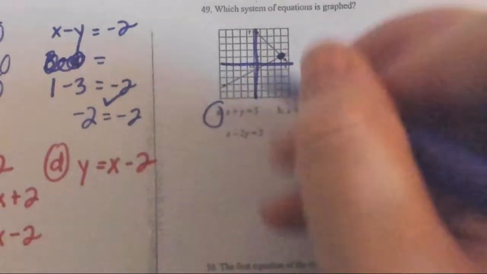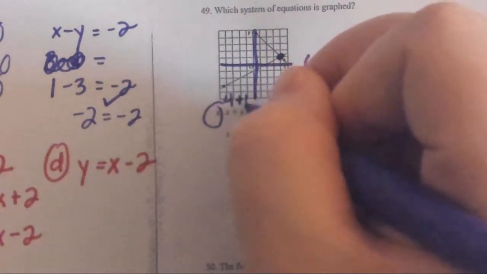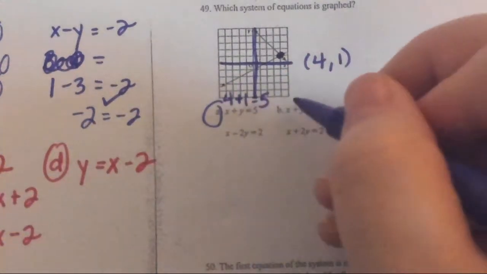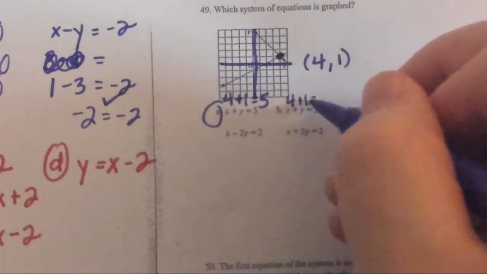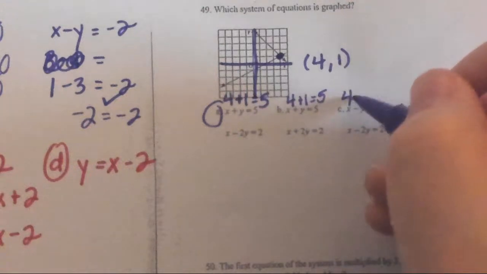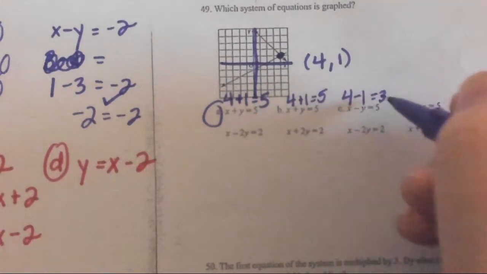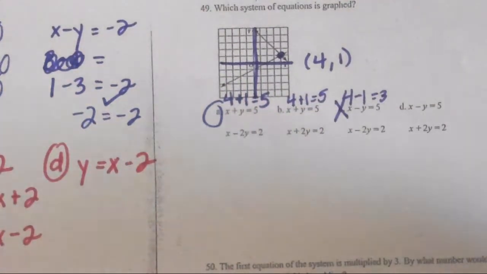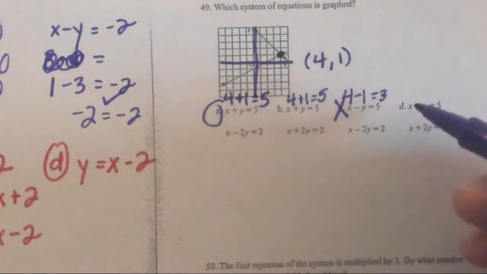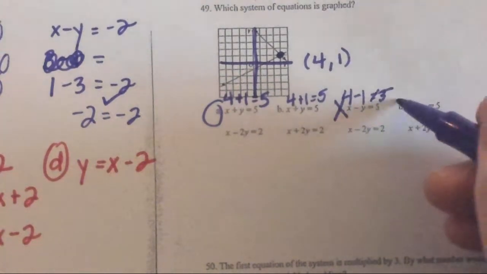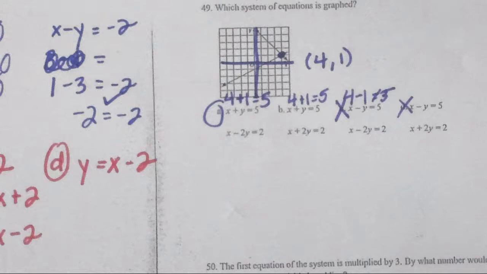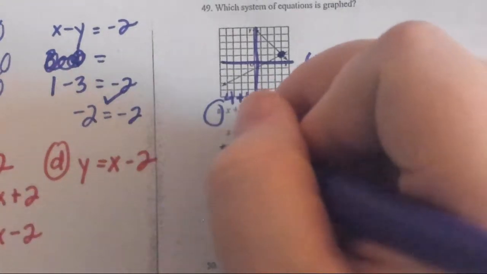So in my top equation on A, 4 plus 1, does that equal 5? Well, yeah, that's true. 4 plus 1 equals 5. That's still true. 4 minus 1 is 3. That's not equal to 5, so C's out. Same logic. 4 minus 1 is 3, not 5. So D's out. So it was either A or B, and all I did was plug in 4 and 1 for x and y. Now I'm going to plug it into the bottom equations.